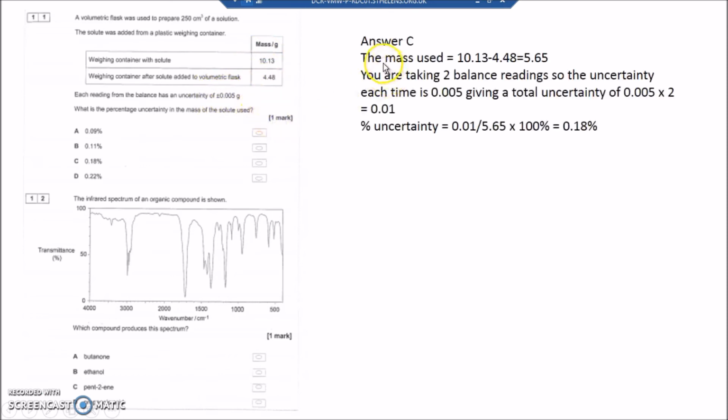Let's have a look at that solution. The mass used 10.13, take away 4.48, 5.65 grams I've added. The balance each time it's used has got an uncertainty of 0.005, and I'm doing two readings on the balance, so I've got to multiply that by 2. So the total uncertainty is 0.005 times 2, which is 0.01. The percentage uncertainty is the small number divided by the big number, 0.01 divided by 5.65 multiplied by 100%, 0.18. The answer is C. Which of these is going to produce this spectrum?